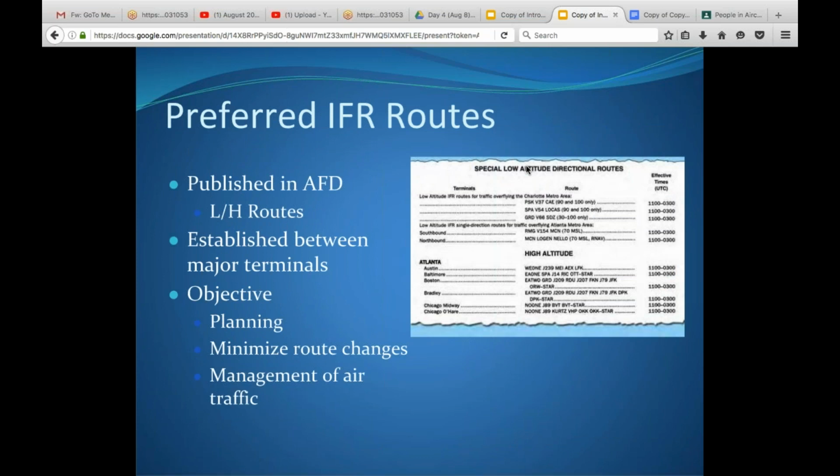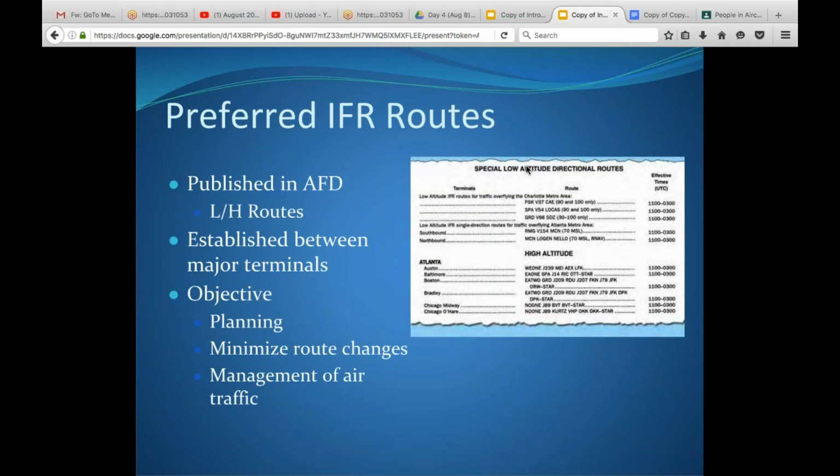So these preferred IFR routes, basically, the AFD is our Airport Facility Directory. Every airport in the United States has a page, or depending on the size of the airport, several pages in this AFD. It's like an encyclopedia of airports, and that's it, okay?